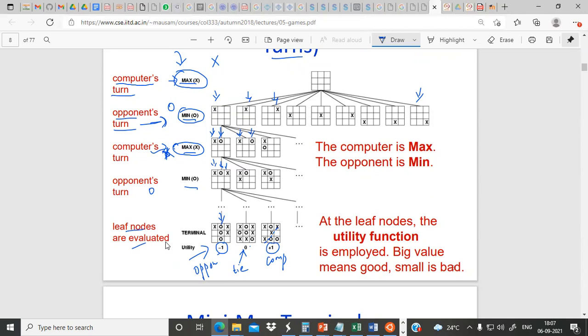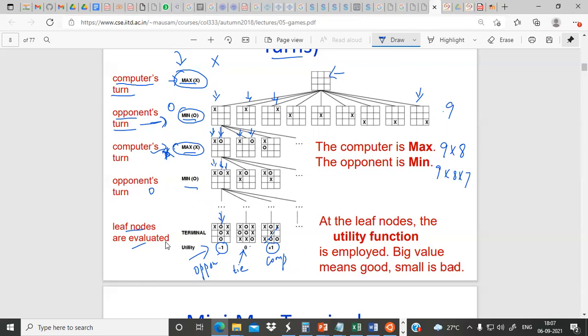You should understand clearly: from the root node, for the first move, when the computer makes the move, it has 9 possible moves, right? Now, how many possible moves can the opponent make? For each of the 9 possible moves, the opponent can make 8 possible moves. So at this level you have 9 into 8. Now, for each of these 9 into 8 possible moves, the computer can make 7 different moves. So at this level, we have 9 into 8 into 7 possible moves.